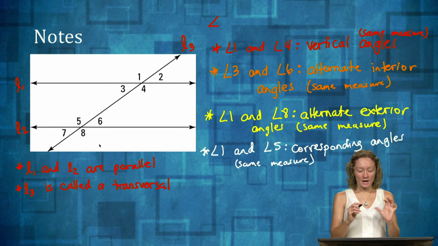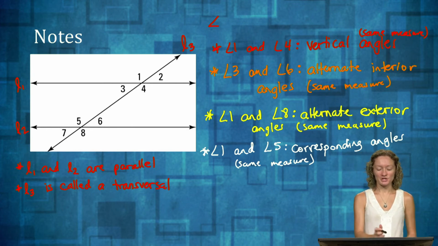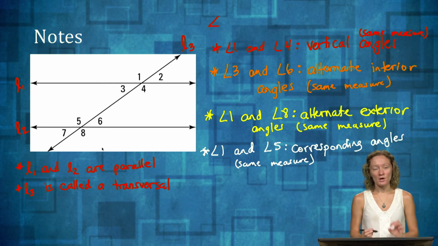Now, what's important to remember moving forward if you're working with this type of relationship, parallel lines, transversal, isn't necessarily, okay, 1 and 4 are always the same. 3 and 6, always the same. It doesn't quite work that way because we could have labeled the angles however we wanted to. What's important to remember is the relationship between them.